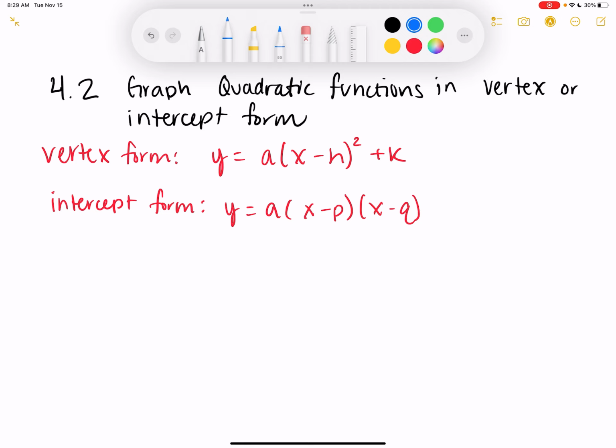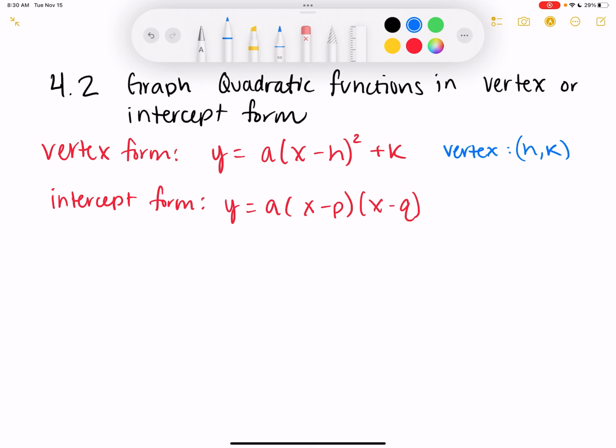For the first one, the vertex is at (h, k), and it has to be in this order. So like the negative sign, if this isn't negative, then you've got to change the sign over here. And if this is not positive, then you've got to change the sign over here. Your axis of symmetry for the first one is at x equals h.